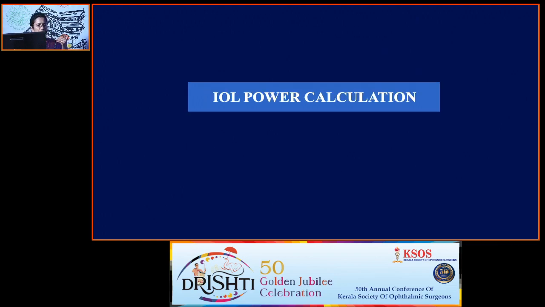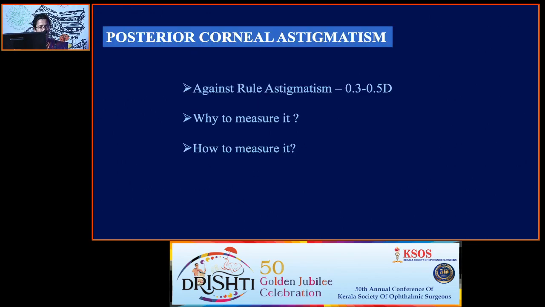Now that we have identified the suitable patients and taken accurate measurements, let's move on to IOL power calculation. Basically the cornea has both anterior and posterior corneal astigmatism. The anterior cornea has with-the-rule astigmatism and the posterior cornea has against-the-rule astigmatism. So if you don't address the posterior corneal astigmatism, that will lead to overcorrection of with-the-rule and undercorrection of against-the-rule astigmatism.